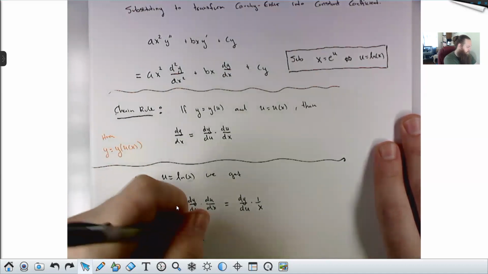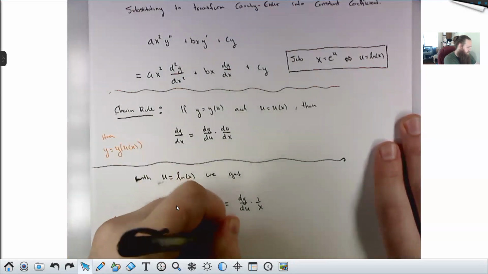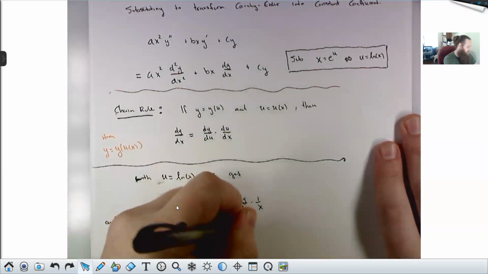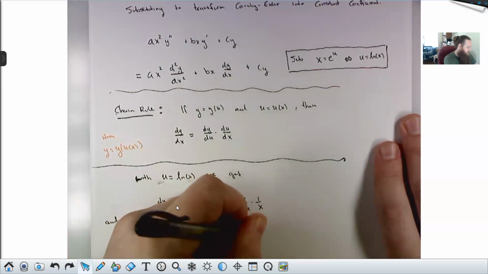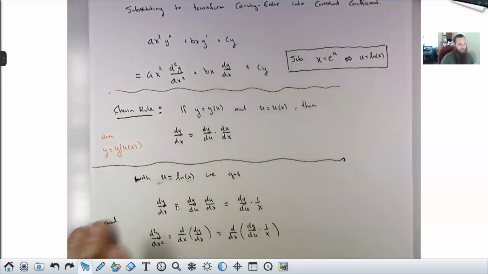And by what we just did above, this is d dx of dy du times 1 over x, because dy dx is dy du times 1 over x. That's what we showed here. Now to do this derivative, we need to invoke the product rule because there's a product here. And we'll also need to be a little bit careful with the chain rule when I go to differentiate this guy, and I'll talk you through it.